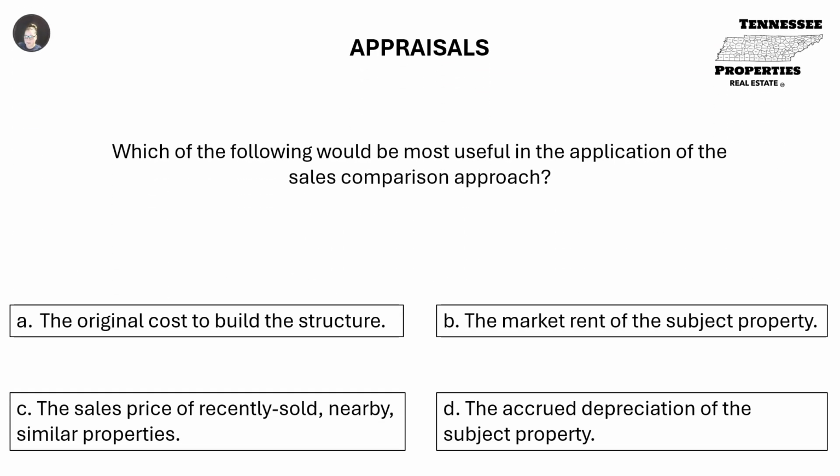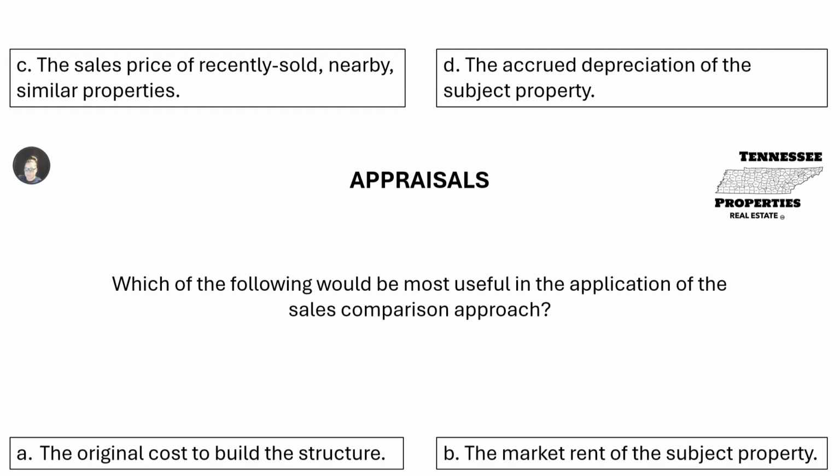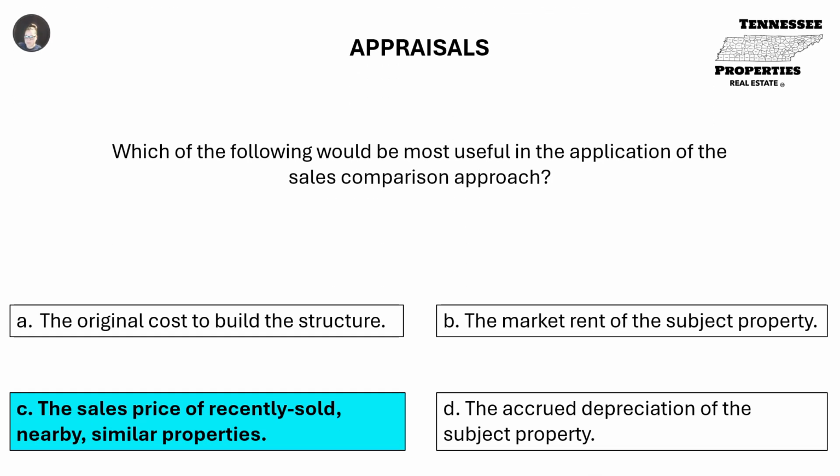Which of the following would be the most useful in the application of the sales comparison approach? A. The original cost to build the structure. B. The market rent of the subject property. C. The sales price of recently sold nearby similar properties. Or D. The accrued depreciation of the subject property. C. The sales price of recently sold nearby similar properties.